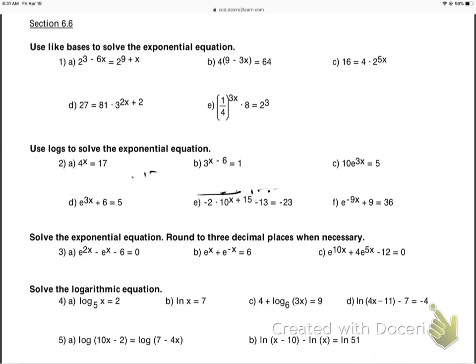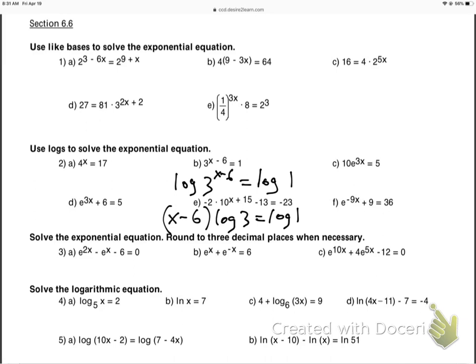So again, with something like this one, I would log the 3 to the x minus 6, I would log the 1. Now, actually, the log of 1 is 0, so I could make life a little bit easier. But the reason why we did this is the x minus 6 can come to the front.